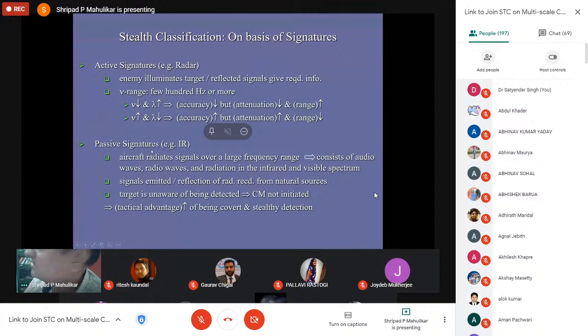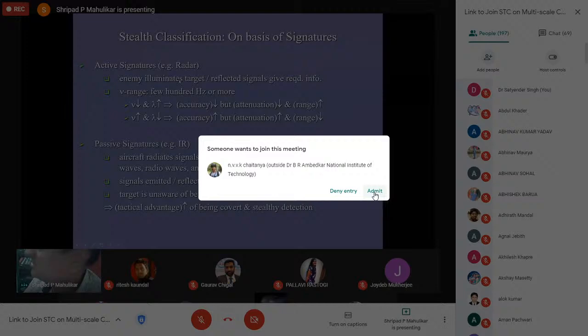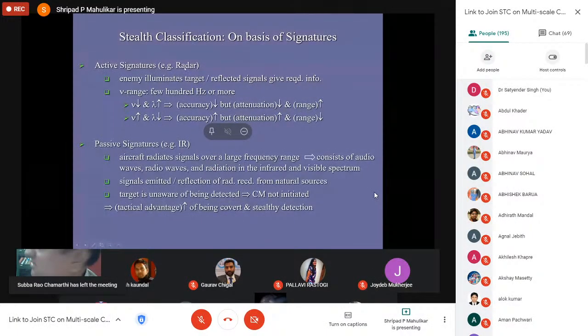Using passive signatures is tactically advantageous as compared to active signatures, because when we use passive signatures, the target is unaware of being detected. Whereas the moment we illuminate the target aircraft using a radar, immediately the target aircraft is aware of being detected. So passive signatures give rise to covert and stealthy detection.